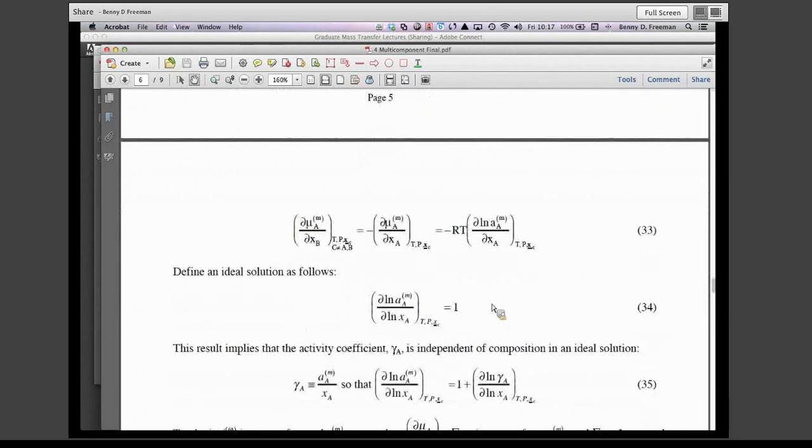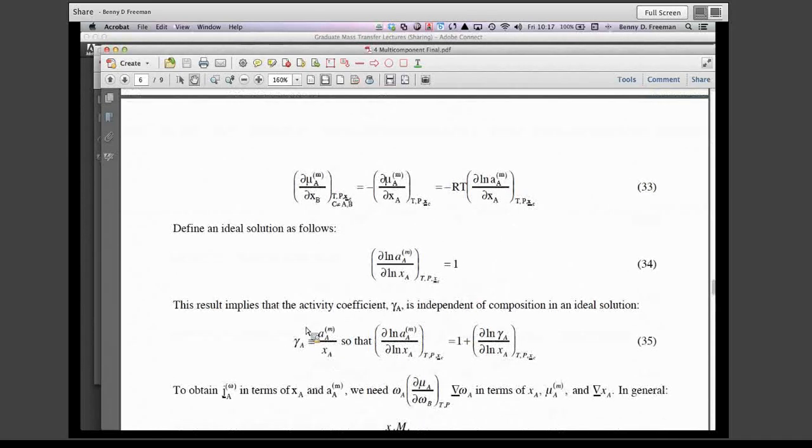And I would like to note that if we define an ideal solution as d log A with respect to d log x A equal to 1, this simply implies that the activity coefficient is independent of composition in an ideal solution. If we define the activity coefficient as the ratio of the activity to the mole fraction of A, and this is a very typical way to define activity coefficients in gas or liquid systems, or for small molecules in gas, liquid, or even solid systems.